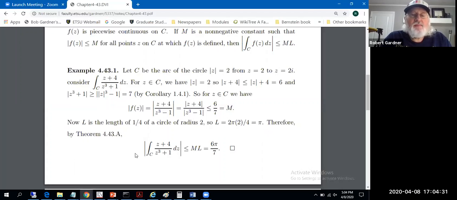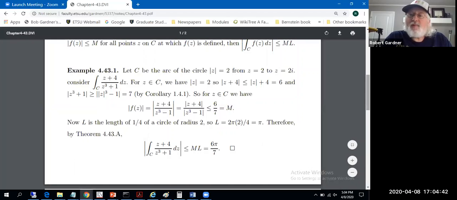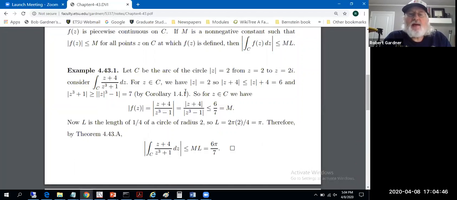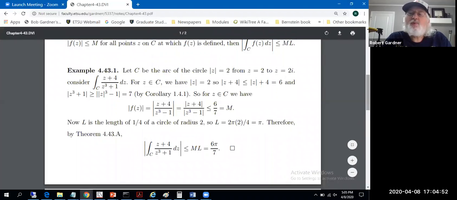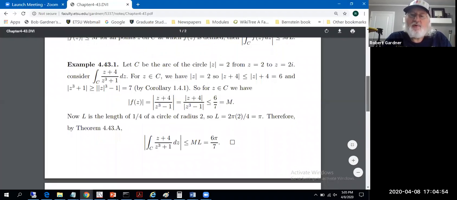We know by the theorem that the integral in modulus is bounded by M times L. So the value of that integral is bounded by 6 pi over 7. So with rational functions, this will be the plan: find an upper bound on the numerator and a lower bound on the denominator, because of the reciprocal behavior of inequalities.